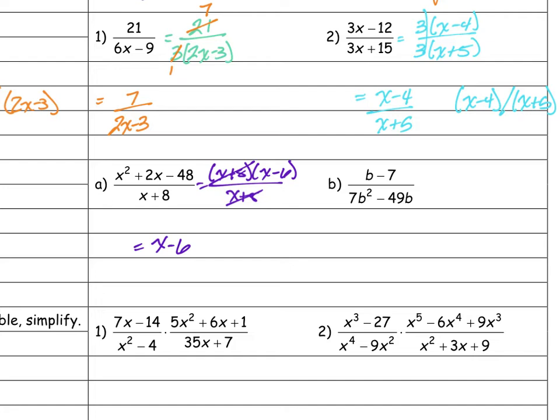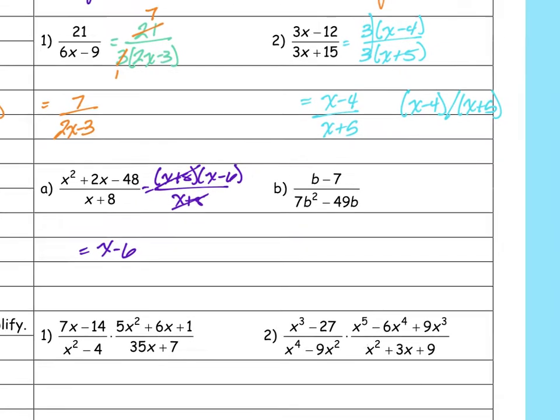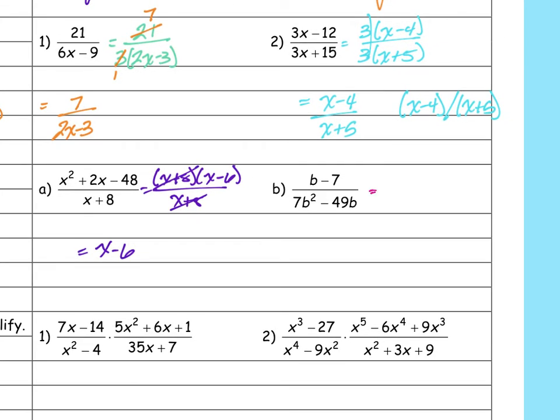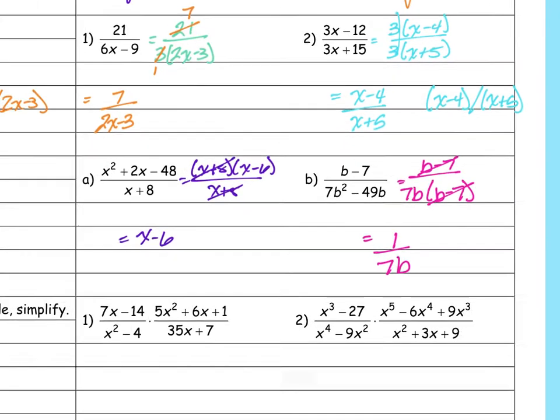Okay. And then the second one, the top stays the same because there's nothing I can factor out of it. And the bottom, I think I can factor out a 7b, and then it factors to b minus 7, and I make a 1, so that would become 1 over 7b. Okay, questions? We okay so far? Awesome. Okay, so now we're going to get a little more complicated.